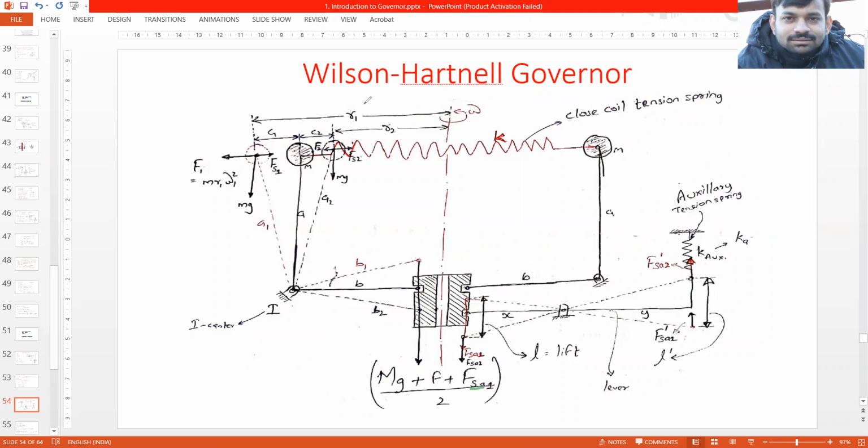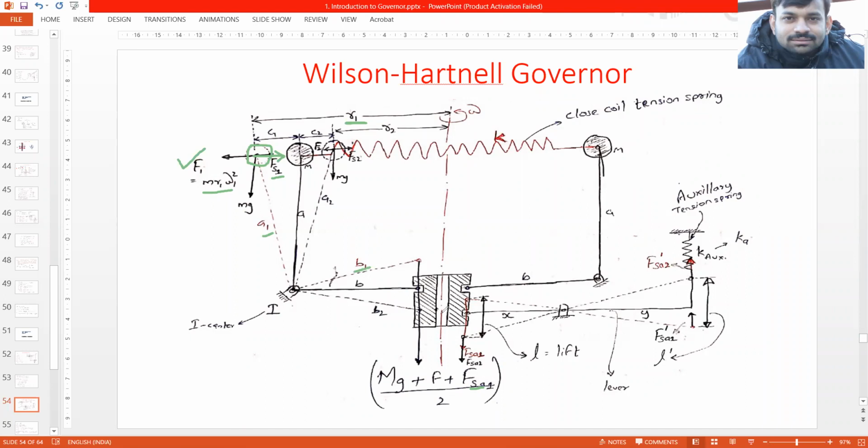Again, when the speed increases, the radius of rotation would be R1. The position of the ball would be over here. And again, the forces which would be acting are this F1 force, which equals M R1 omega1 square. R1 is this. Spring force would be pulling it in this direction, so this would be Fs2. And this distance would be A1. This lift, this vertical distance, would be B1.